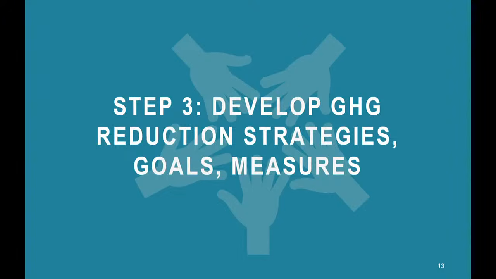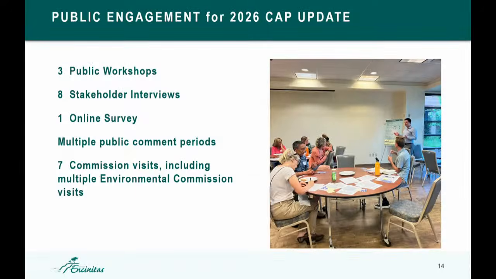So step 3 is to develop greenhouse gas reduction strategies, goals, and measures. So how are we actually going to achieve the targets that are being proposed? Before we get into those actual measures, I wanted to cover how we got to that set of measures. First and foremost, I wanted to share that there was extensive public engagement that went into the development of the 2026 CAP update.